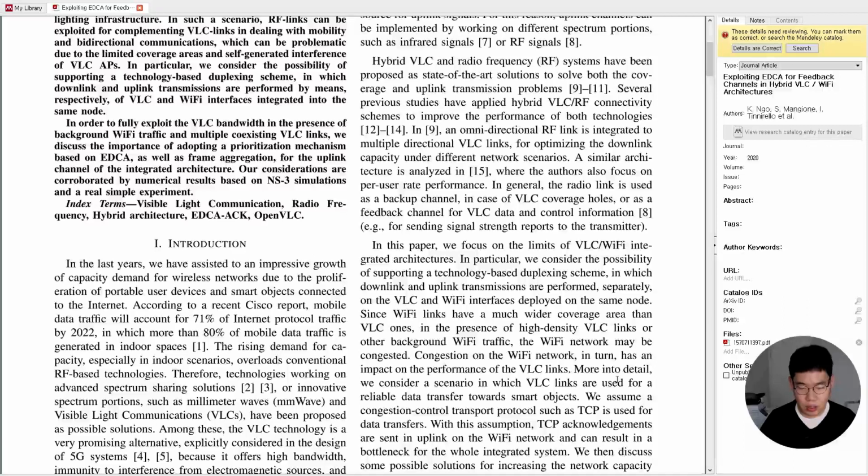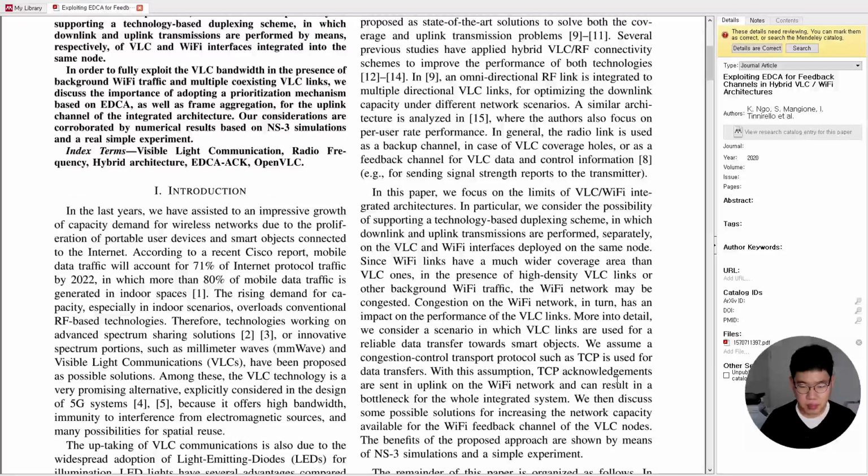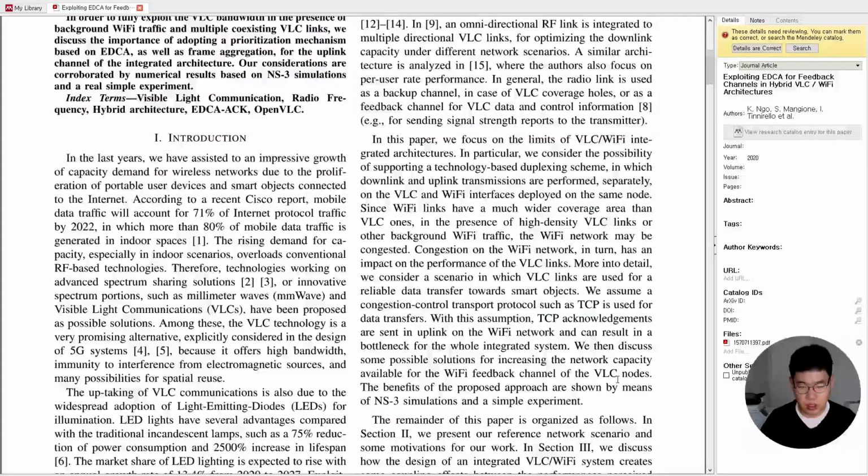We then discuss some possible solutions for increasing the network capacity available for the Wi-Fi feedback channels of the VLC node. The benefits of the proposed approach are shown by means of the NS3 simulator and a simple experiment. The remainder of this paper is organized as follows.